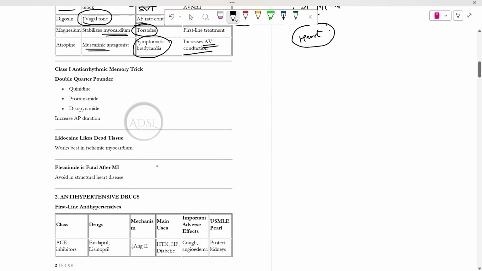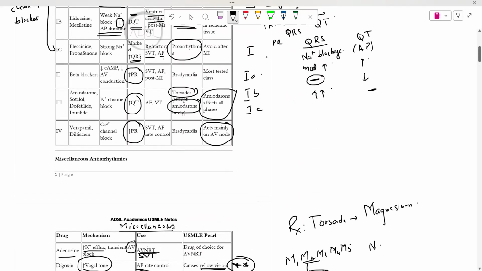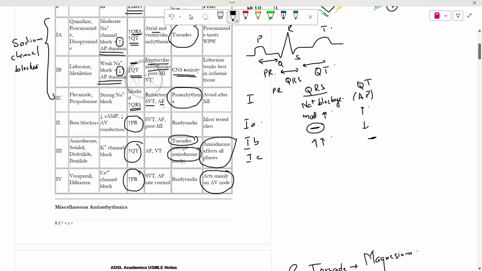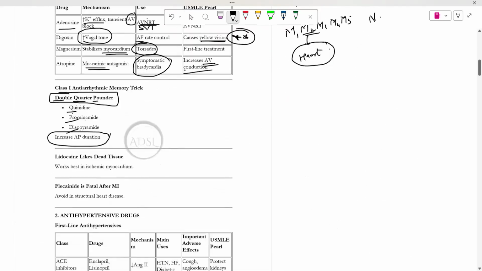Now, if you want to remember the names of the drugs, this is a mnemonic which they use in USMLE: double quarter pounder. Quinidine, procainamide, and disopyramide. Basically, in McDonald's in the United States, this is the most popular burger that they have, so they remember it as double quarter pounder, DQP. Quinidine, procainamide, and disopyramide. They increase the duration of action potential, so it is 1A. They increase the duration of action potential and moderately block sodium.